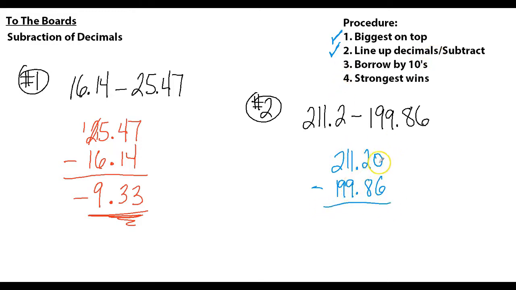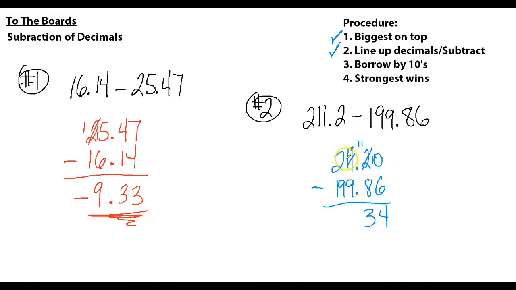Okay, now we subtract. 0 minus 6. Ooh, I can't do that. So I'm going to have to borrow from the 2. The 2 goes to 1, and that gets me 10 here in the hundredths column. 10 minus 6 is 4. Now I need to do 1 minus 8. I can't do 1 minus 8, so I'm going to have to borrow from that 1, making this 11. 11 minus 8 is 3.